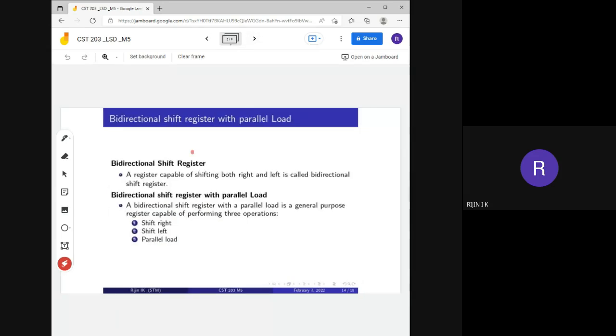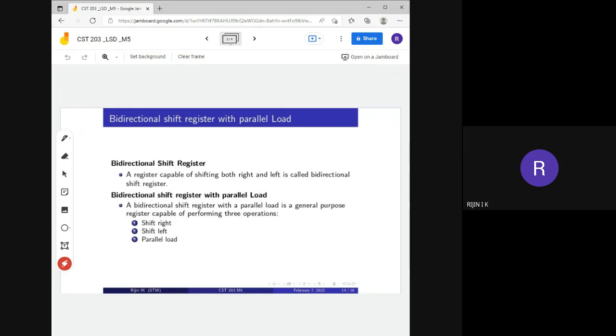Next, we can discuss the bidirectional shift register. So, bidirectional shift register with the parallel load. This is the topic we are going to discuss today: bidirectional shift register with the parallel load. What is a bidirectional shift register?